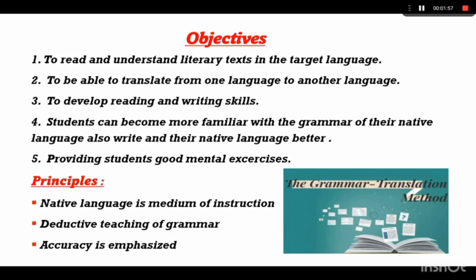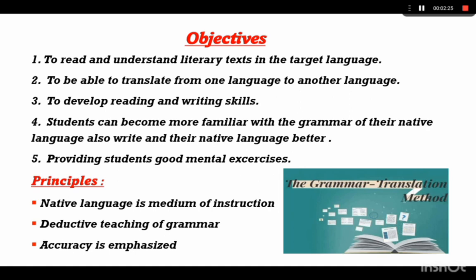Objectives of GTM: to read and understand the literary text in the target language. The main or first objective of GTM is to understand the literary text in the target language. Second one is to be able to translate from one language to another language. Third one, to develop the reading and writing skills.